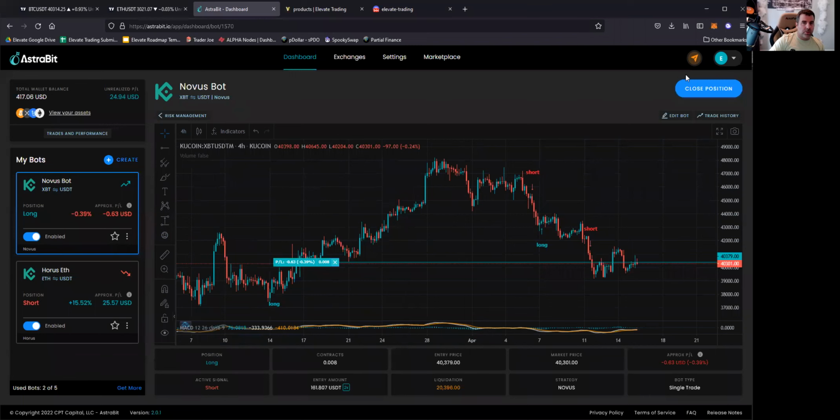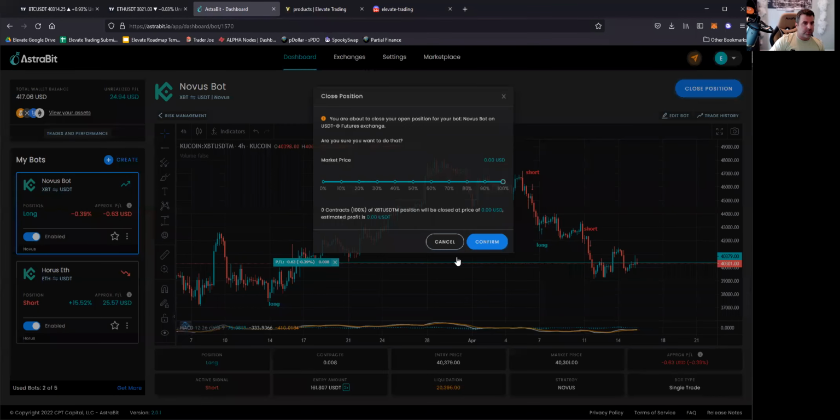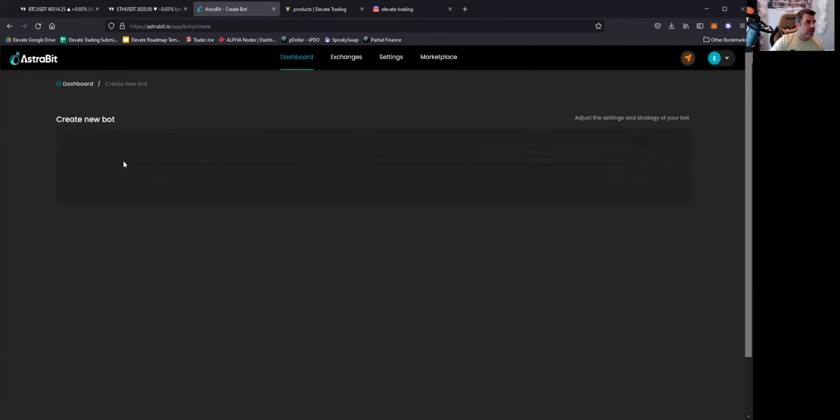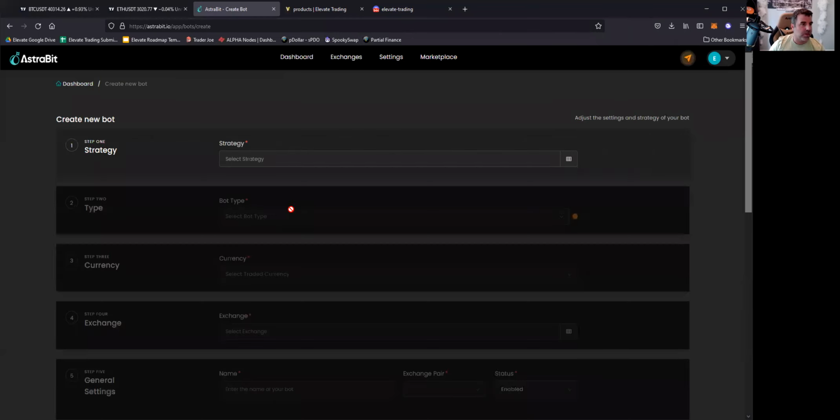Okay, so let me close this position. I'm going to manually close that because I want to show you guys another neat little feature. And this was just added to AstroBit last week.